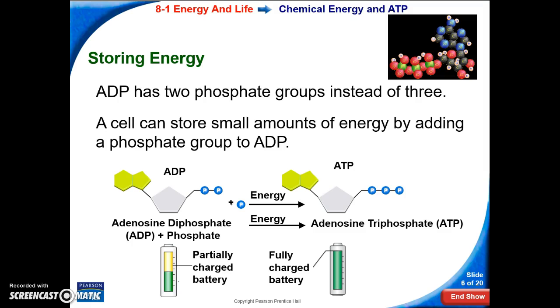The picture up here in the top right is actually a more realistic picture of what ATP looks like. You can see here is our sugar molecule. Here we have our 3 phosphates, and then here's our nitrogenous base.